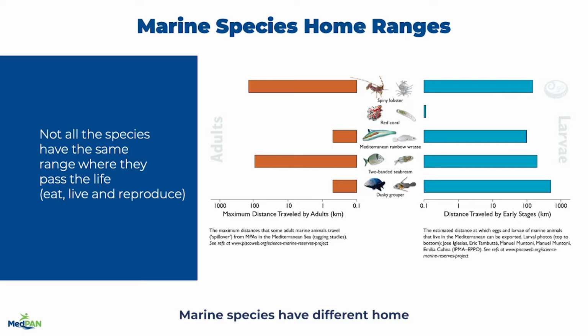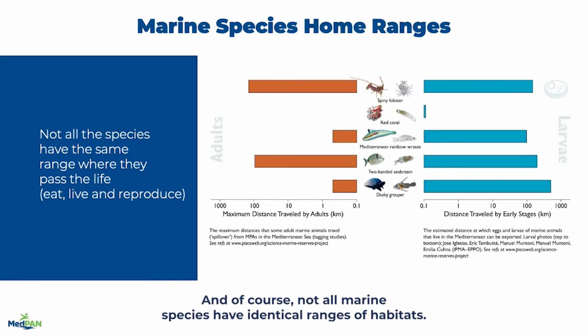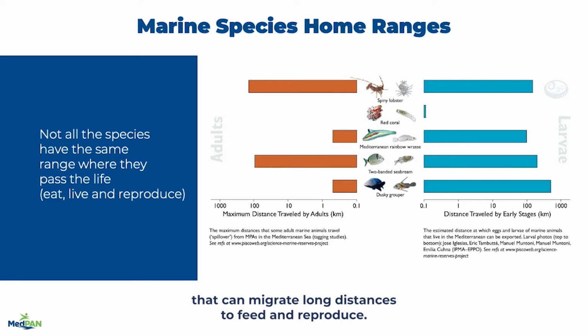Marine species have different home ranges or habitats where they can thrive and carry out their life functions, like eating, living, and reproducing. And of course, not all marine species have identical ranges or habitats. Some species, such as monk seals and dolphins, have a large range and can migrate long distances to feed and reproduce. Other species, like seagrasses, have a more fixed range and are limited to certain areas based on environmental conditions.